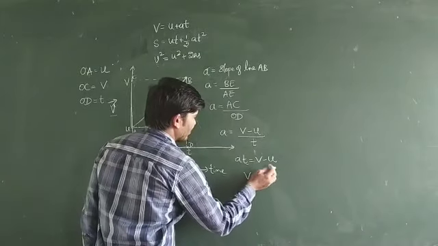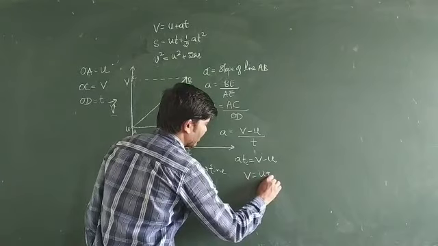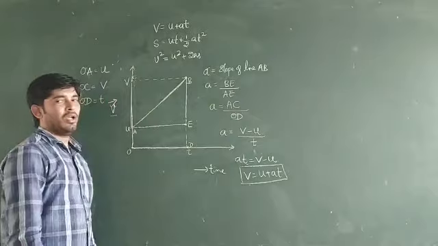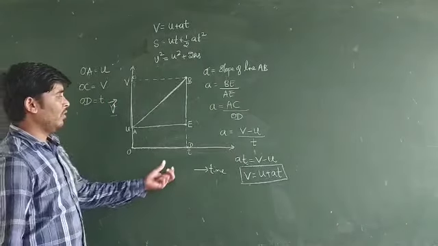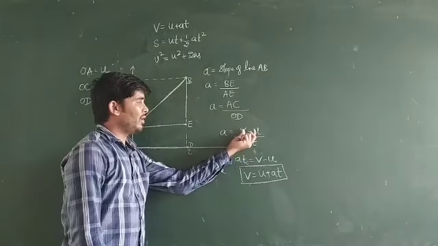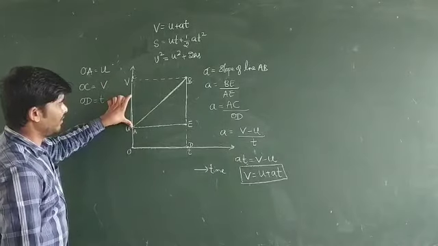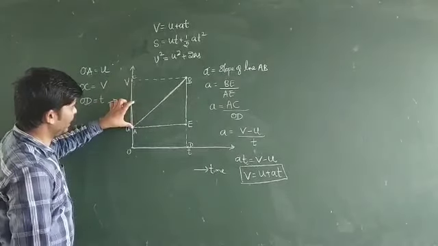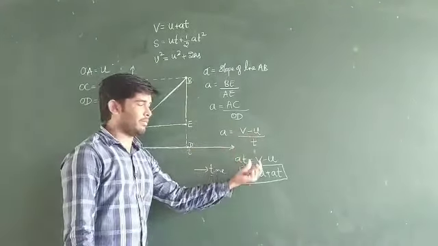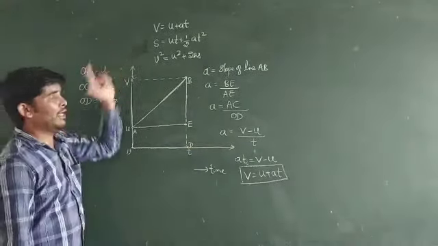From this relation we can write AT is equal to V minus U, or V is equal to, just shift this minus U towards the left side, V is equal to U plus AT. So this is the first equation of motion. Here you have to be sure about this factor. How did we get it? V minus U is AC, or CA. So in the velocity time graph, CA is given as V minus U. That is a very important point here.